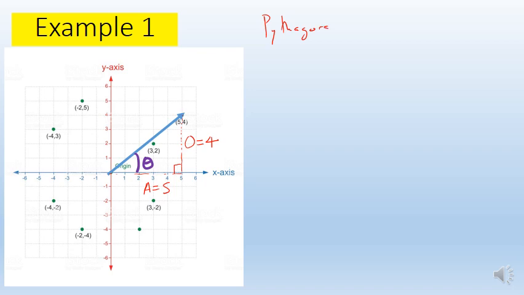And what does Pythagoras tell us? It tells us that the hypotenuse, if I call that h, so h squared is equal to the opposite side squared plus the adjacent side squared. The opposite side was 4, so 4 squared plus 5 squared. That's 16 plus 25, which is 41. And so the hypotenuse is nothing more than root 41. Let's just leave that in surd form.